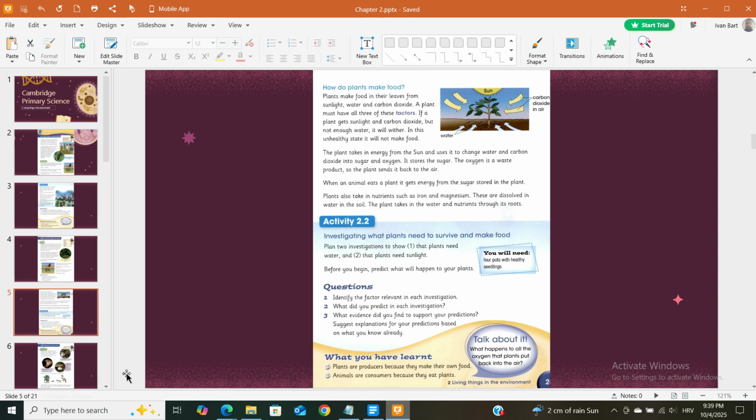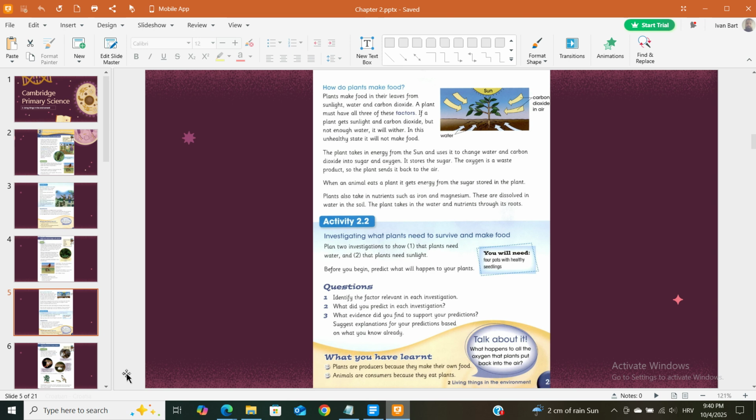Activity 2.2. Investigating what plants need to survive and make food. Plan 2 investigations to show 1. that plants need water, and 2. that plants need sunlight. Before you begin, predict what will happen to your plants.